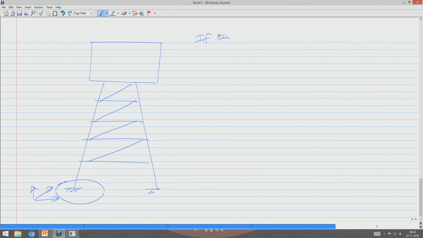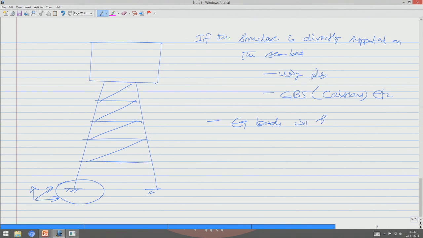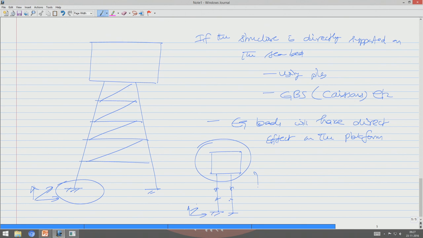So, if the structure is directly supported on the seabed, maybe using piles or maybe a gravity based structure using caissons, etc., then one can say earthquake loads will have direct effect on the platform. But in the case of TLP, when members are above water and it is only held down in position by a tendon, how will the superstructure have the consequence felt by the load applied on the ground at the seabed? That is a very interesting question.